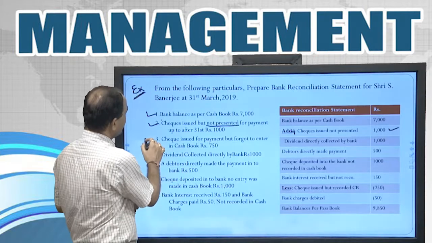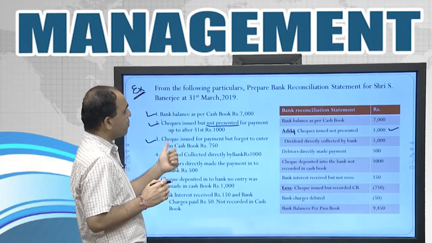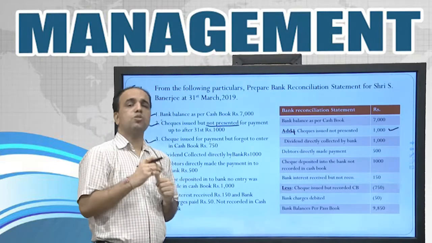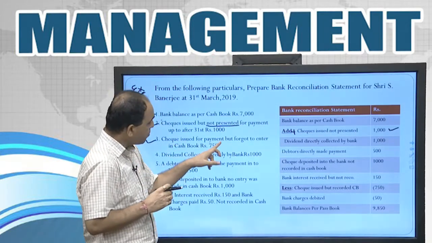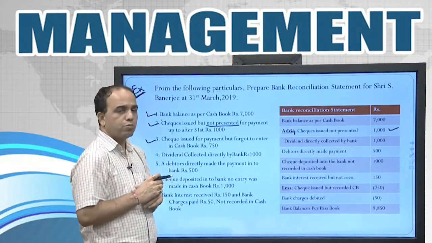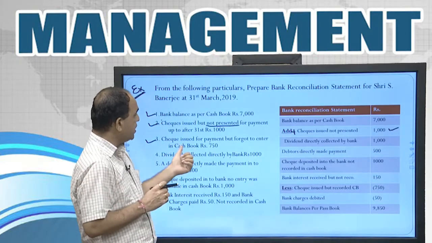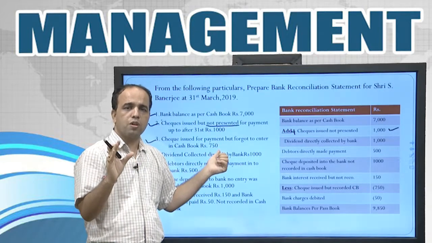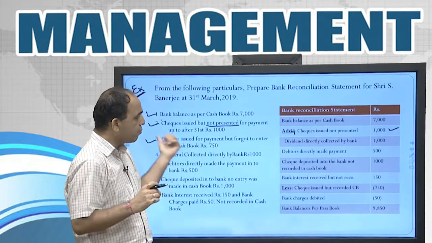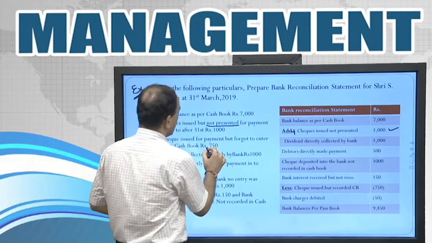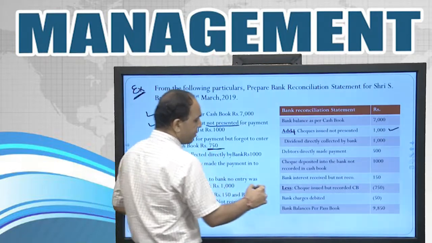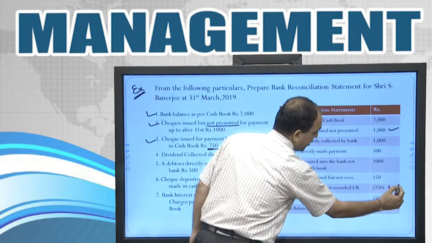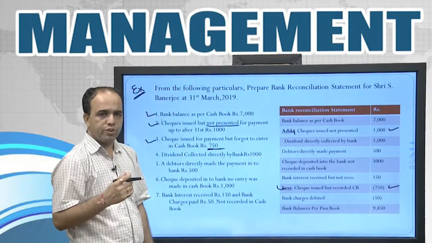Now, the next is check issued for payment but forgot to enter in cash book, rupees 750. This is also very important, friends. When we issued it, the cash book bank amount should have been reduced, but we forgot to enter it. So now we have to enter it in the cash book. So minus check issued but not recorded in cash book, 750. We have to reduce it.